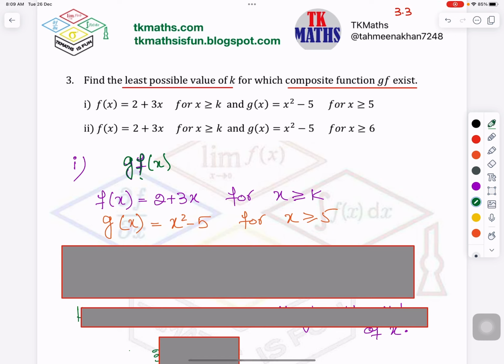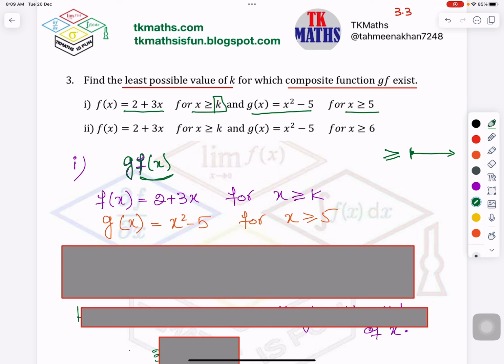So if I see, f of x is my inner function, which is also called the first function. It is a linear function and its domain is unknown. That is what I have to find out. What is the least value of it? Okay, and why is it called least? Because when we use the words greater than or greater than equals to, the value starts from here and keeps increasing. So that's why this value is called least, and that's why we have to find out the least value of k. And the outer function, or the second function, is a quadratic function. Its domain is given to you, x greater than equals to 5.